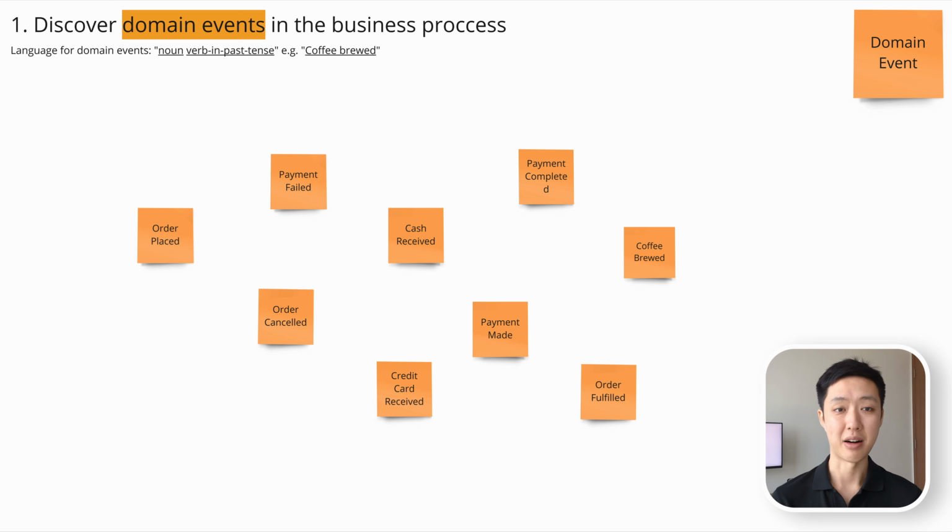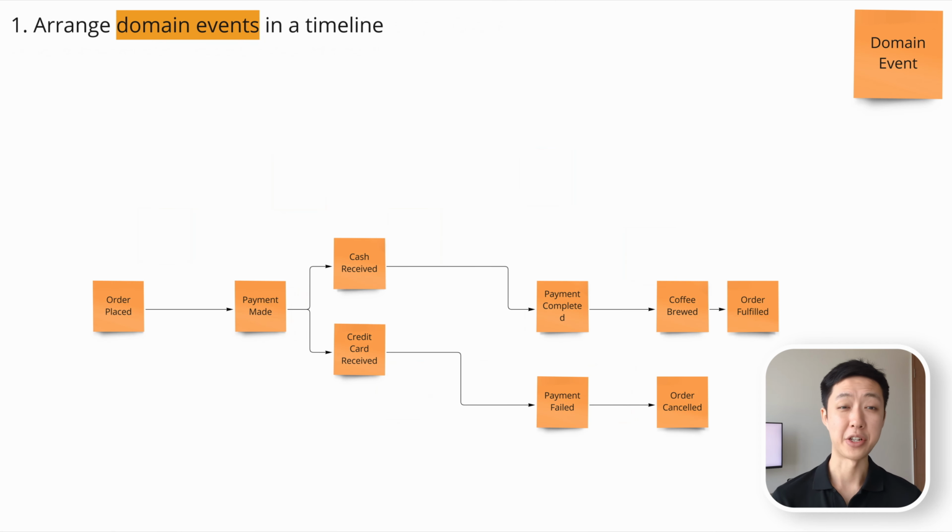But these events are still discrete in nature. That's why in the next step, we will arrange them in a chronological order and show the upstream and downstream dependency of these domain events. This gives us more contextual information during the implementation phase.